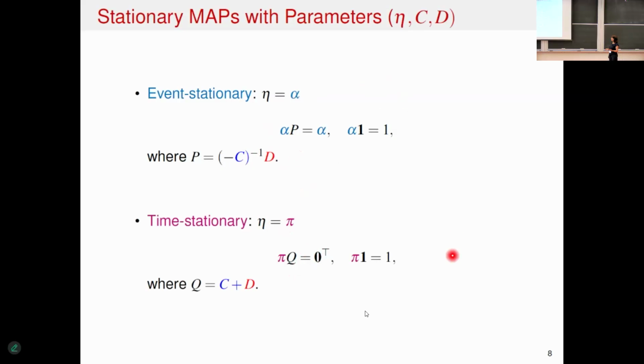I know that you are all familiar with this one, just as a reminder. Here pi Q equals 0. I use all vectors as column vectors, and whenever I have a row vector, I use the transpose of that. The matrix Q here is the sum of the matrices C and D.